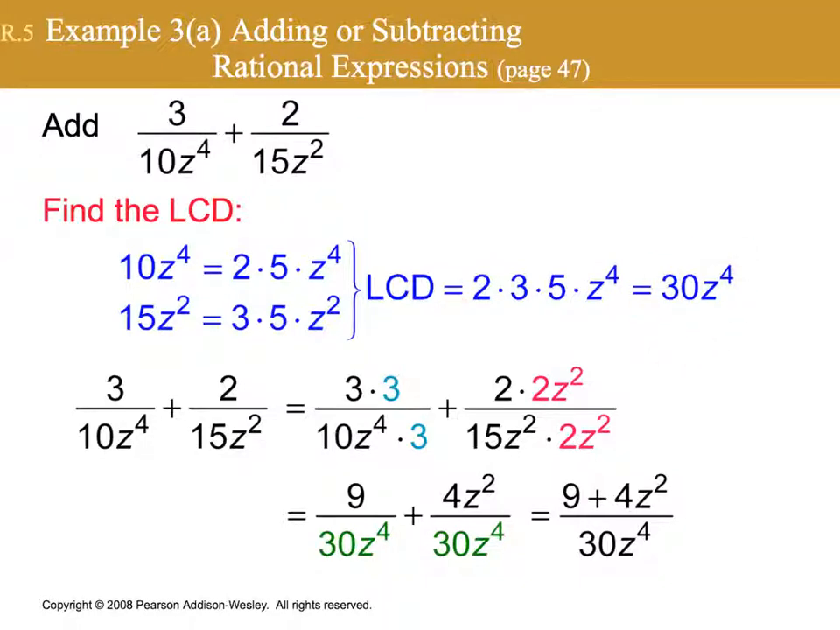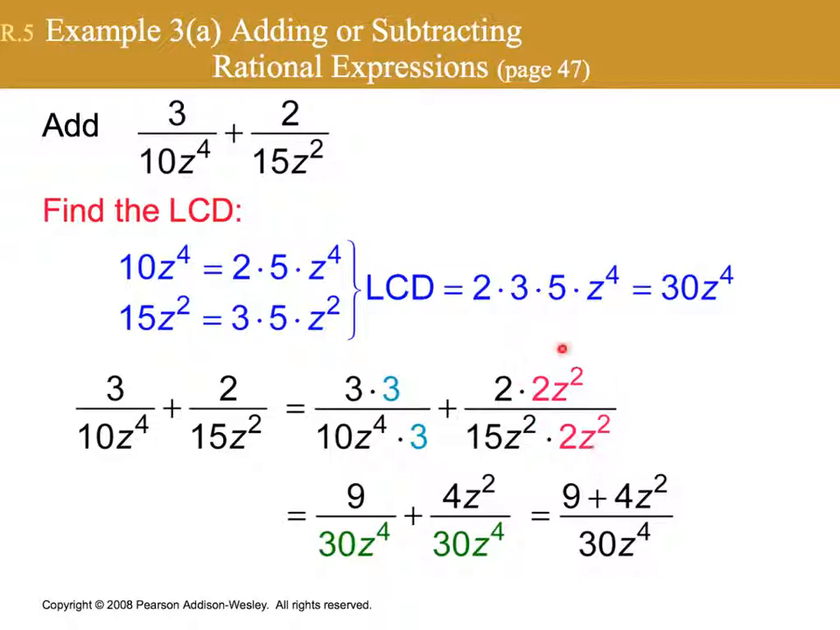So both fractions need to be adjusted, because as is, they do not have that 30z to the 4th. To make the left side fraction 30z to the 4th, we change the 10z to the 4th by multiplying it by 3. If you do it on the bottom, you got to do it on the top to keep the fraction equivalent. On the right hand side, to make this 15z squared into a 30z to the 4th, we have to multiply the 15 by 2 and the z squared by z squared.